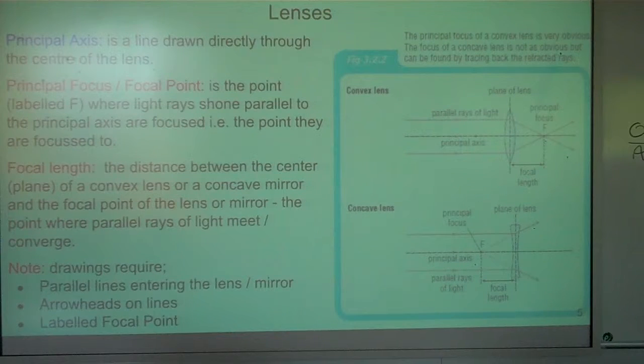And almost everything's red. Blue is just background. I'm writing the test. I'm not going to ask you what is a principal axis. That's why that's blue. Okay?